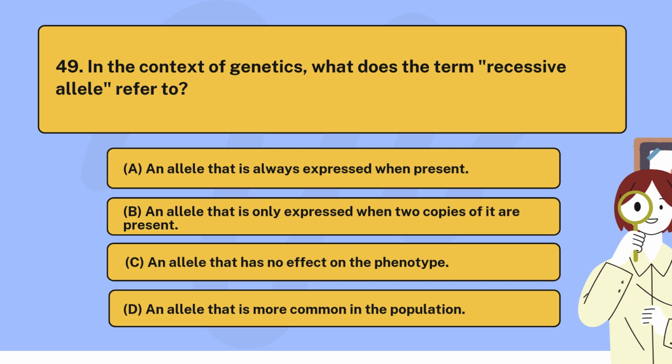Question 49. In the context of genetics, what does the term recessive allele refer to? A. An allele that is always expressed when present. B. An allele that is only expressed when 2 copies of it are present. C. An allele that has no effect on the phenotype. D. An allele that is more common in the population.